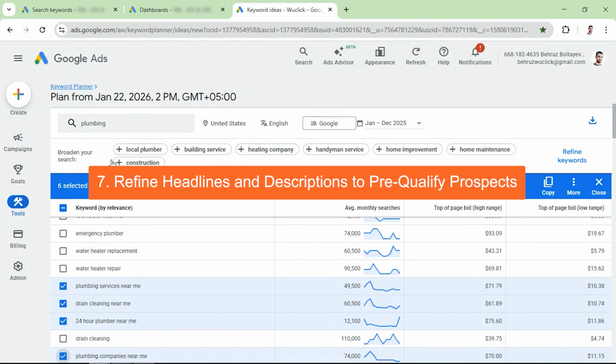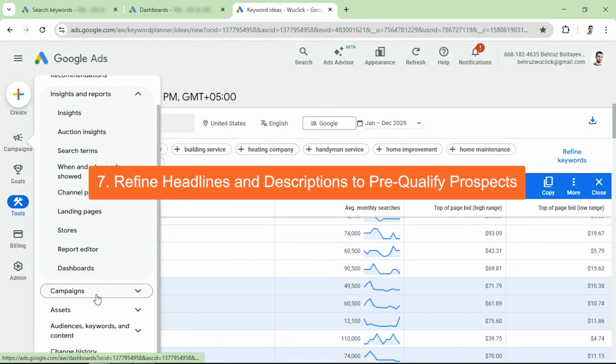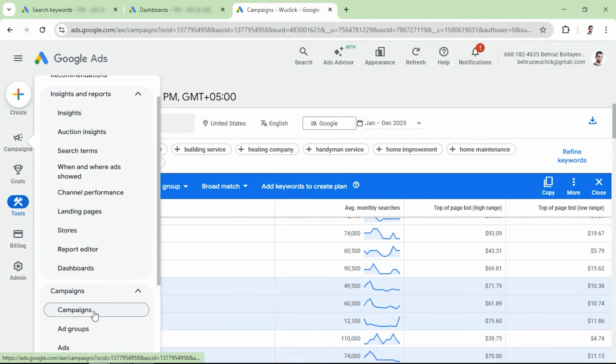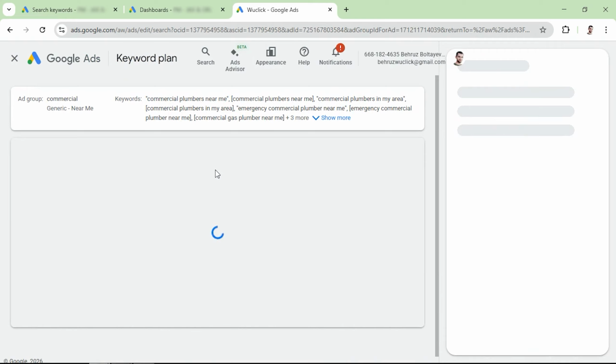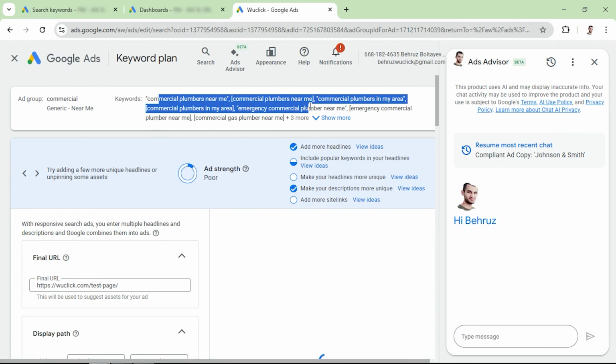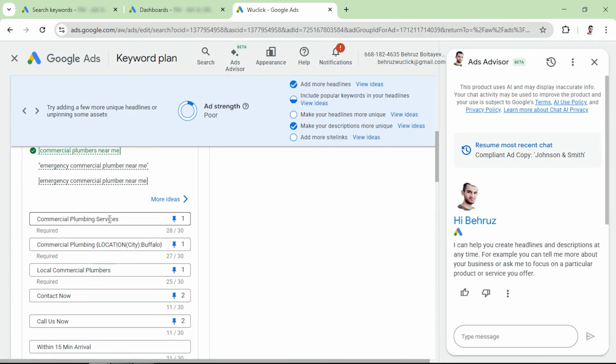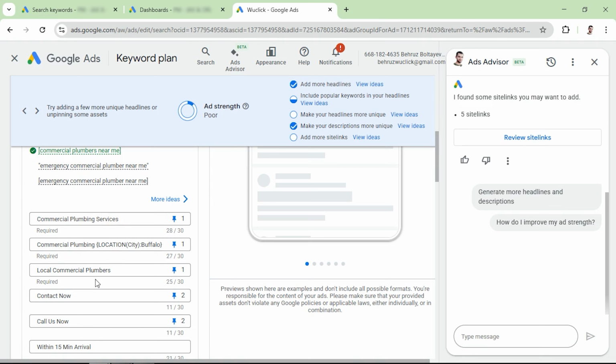And the next thing on our list, you should work on your headlines and descriptions as well. It can help you to filter out irrelevant traffic that way. So let's see one of these examples. As you can see, the keywords are related to commercial plumbing. And here, your headlines should be talking about commercial plumbing. And if possible, you can pin your headlines. So let's imagine you don't provide residential plumbing services and you only provide commercial plumbing services.